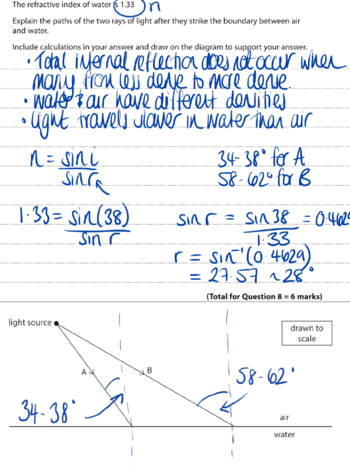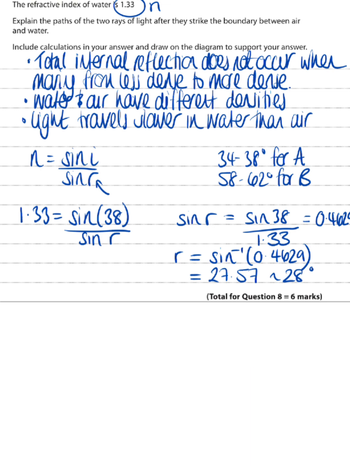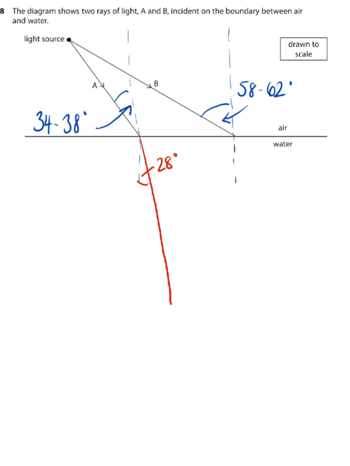The last thing we need to do is to draw on the diagram to support our answer. So this is for ray A that I have done. If you do ray B, you will end up with an angle of refraction of anything between 39 to 42 degrees. And acceptable values for A are 24 up to 28 degrees. So having done your calculation, you then go back to your diagram and you draw on accurately using a protractor either one of these rays.